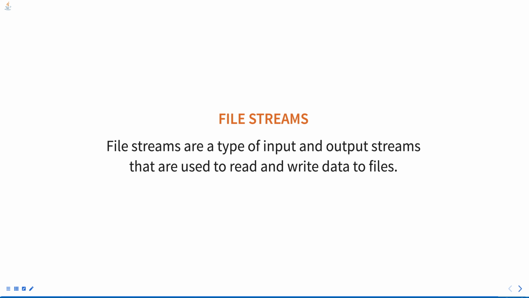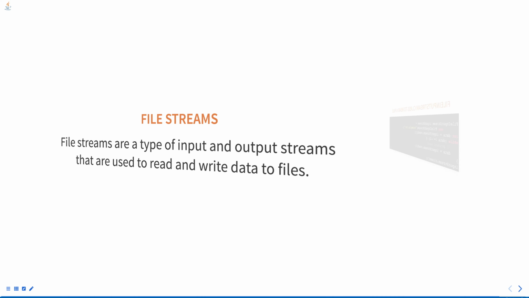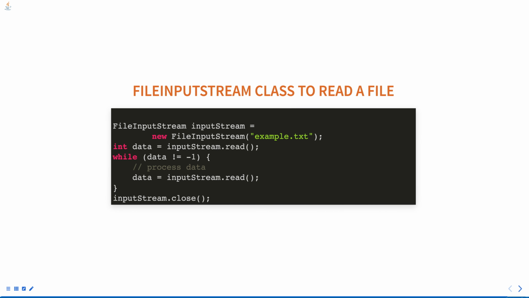File streams are a type of input and output streams that are used to read and write data to files. In Java, the java.io package provides the FileInputStream and FileOutputStream classes for working with file streams. The FileInputStream class provides methods for reading data from a file. It can be used to read binary data such as image or audio files as well as text files.